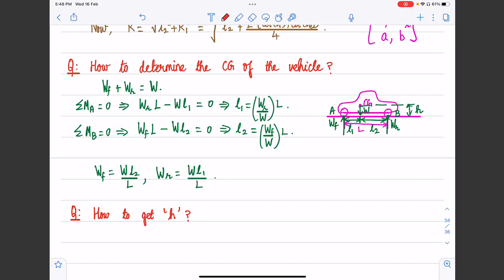Sir, question, how to determine the CG of the vehicle? Already you explained it, right? Do we need to again give some explanation? We need to get L1, L2, H. I only explained how to get L1 and L2. Okay, so that you don't need to write. I am only asking you, how do we get H, right? I hope I have clarified.